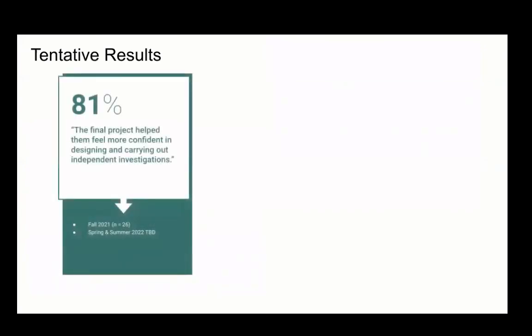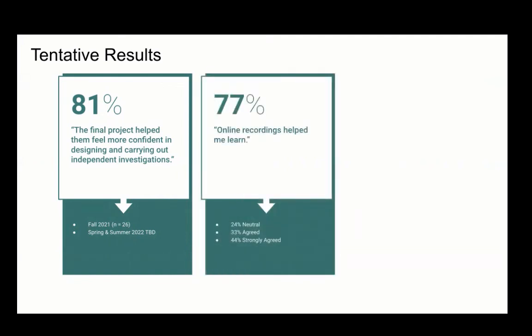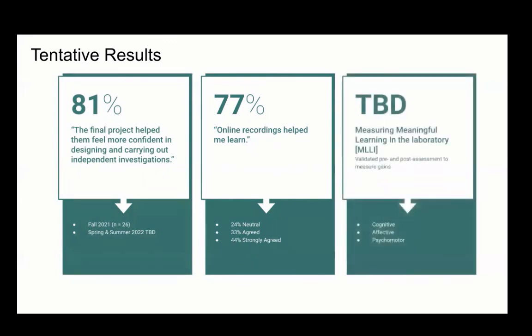In the fall semester of 2021, 81% of the students told us the final project helped them feel confident in designing and carrying out independent investigations. 77% of the students told us that online recordings helped them learn. In the spring and summer of 2022, we are going to be implementing the MLLI tool, the Measuring Meaningful Learning in the Laboratory Inventory. The validated pre- and post-assessment tool measures cognitive, affective, and psychomotor gains.